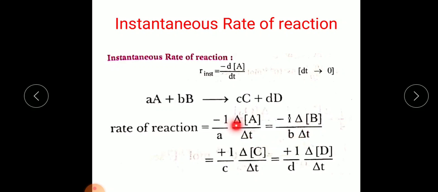We have represented minus here, which means these are reactants and they are getting decreased. Next, the rate will be equal to plus 1 by c times delta C by delta T, and for this product, since it is increased, plus 1 by d times delta D by delta T. Just remember that the coefficient becomes 1 by that number. If it is the reactant, it decreases, so we put the negative sign, and if it is forming the product, it is a positive sign.